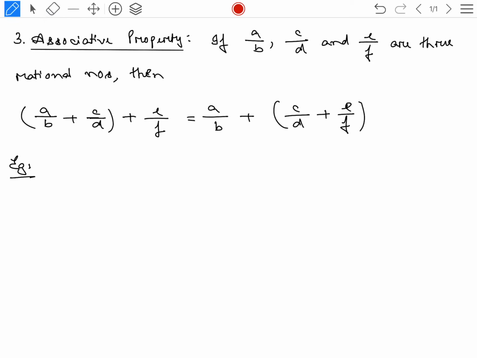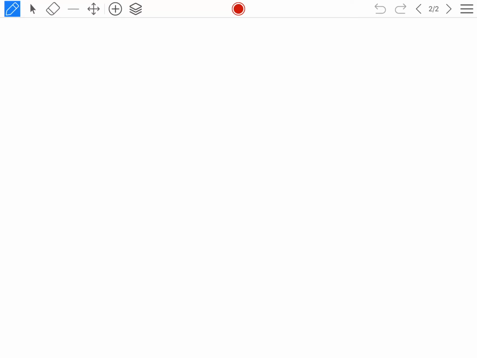Now look at one example. Find the sum of 1 by 2, minus 1 by 3 and minus 3 by 5. We need to find the sum of 1 by 2, minus 1 by 3 and minus 3 by 5. Now how will you solve this one? I'll write on the next page.